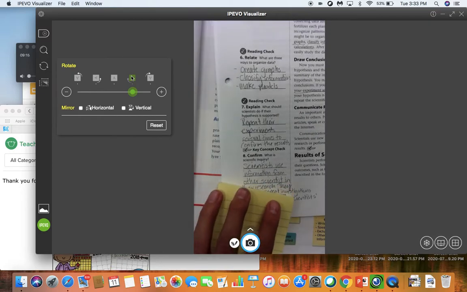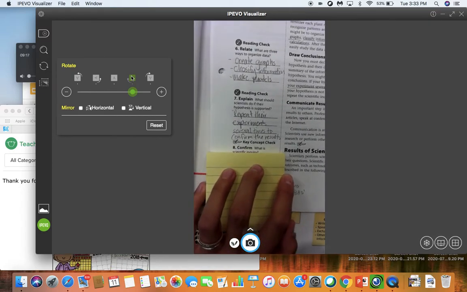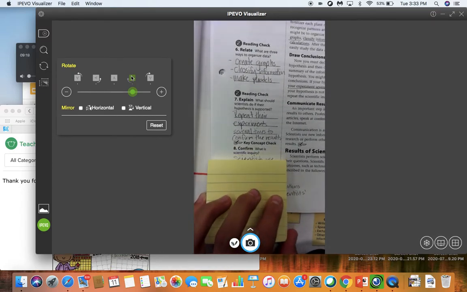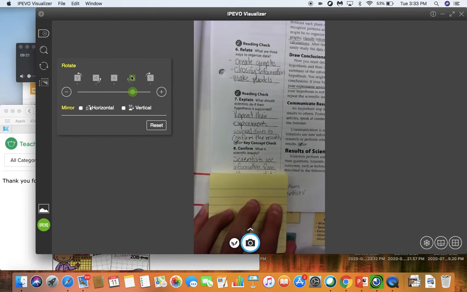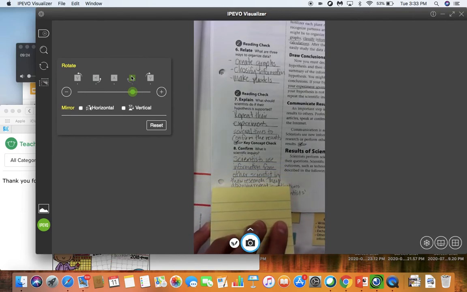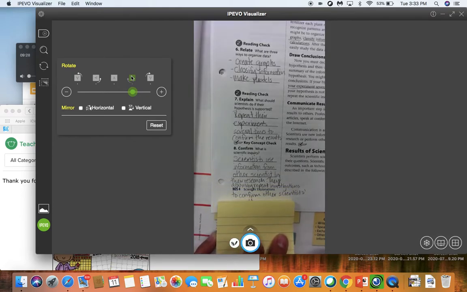What is scientific inquiry? That was one of the questions. Scientists use information from other scientists in their research. They also may repeat investigations to confirm other scientists' results. All right.